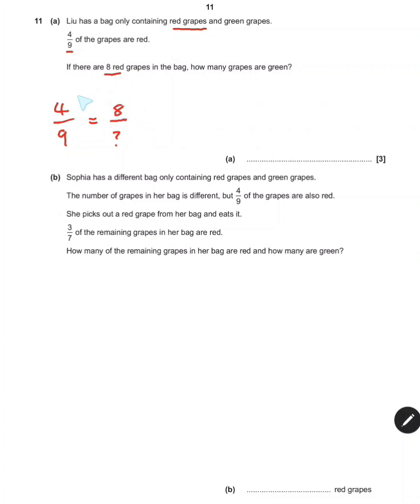What we've got here is equivalent fractions. To get from 4 to 8, we're timesing by 2. If we times the bottom by 2, 9 times 2 is 18. Altogether, there are 18 grapes. Be careful. The question says how many green grapes. Well, if we know there are 8 red and 18 in total, then 18 take away 8 is 10.